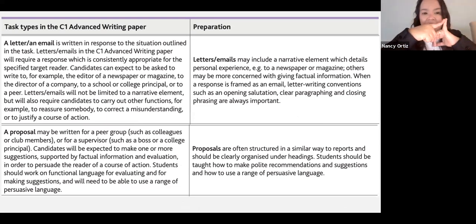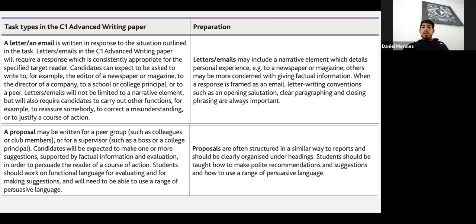For the editor of a newspaper or magazine, to the director of a company, to a school or college principal, or to a peer. Letters, emails will not be limited to a narrative element, but will also require candidates to carry out other functions. For example, to reassure somebody, to correct a misunderstanding, or to justify a course of action. Daniel, please read the preparation for letter and email.